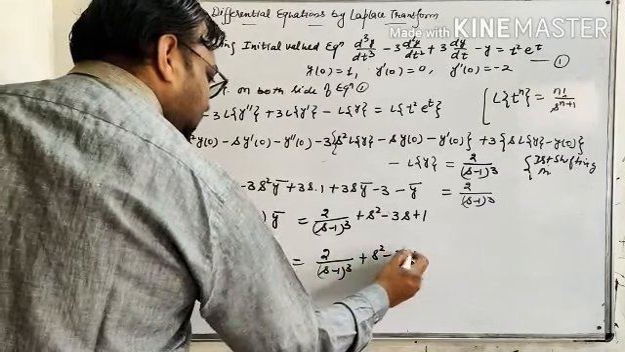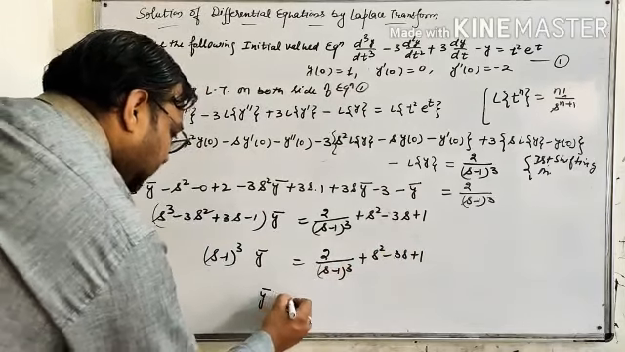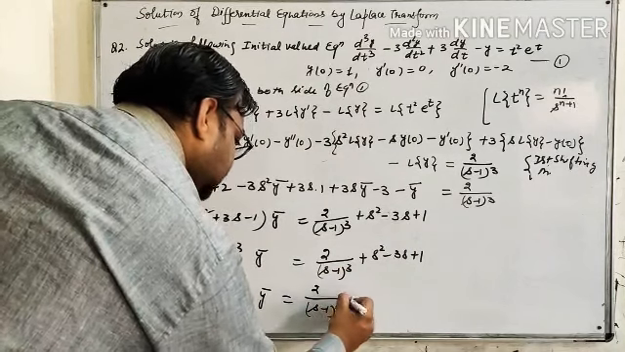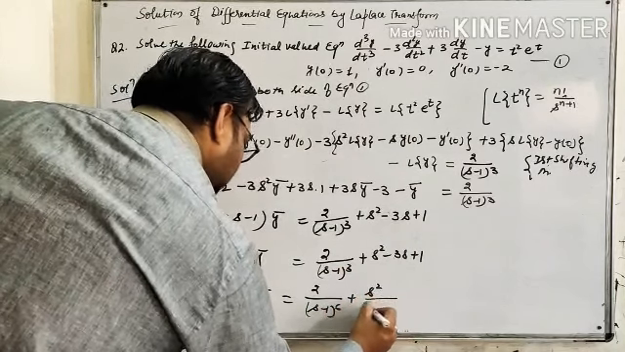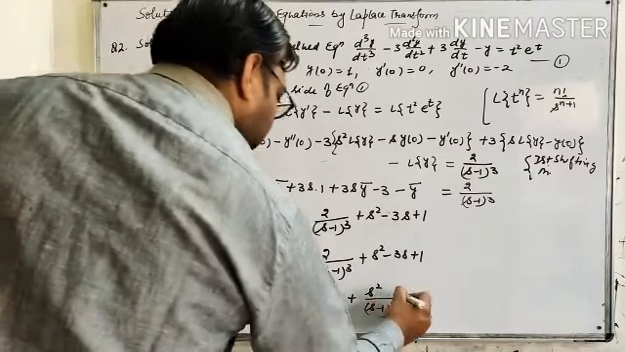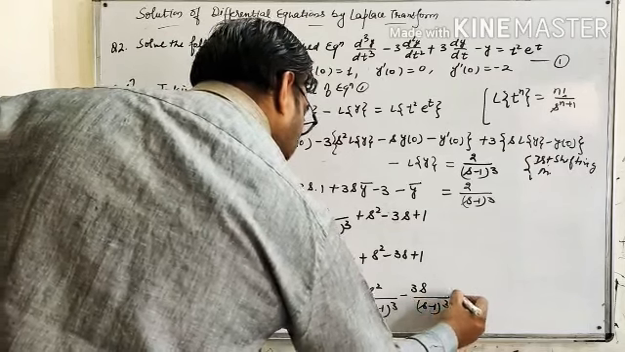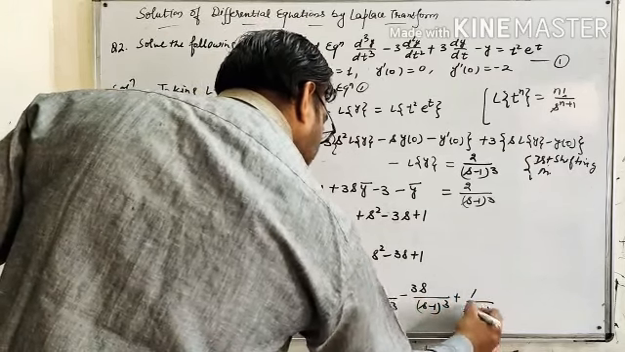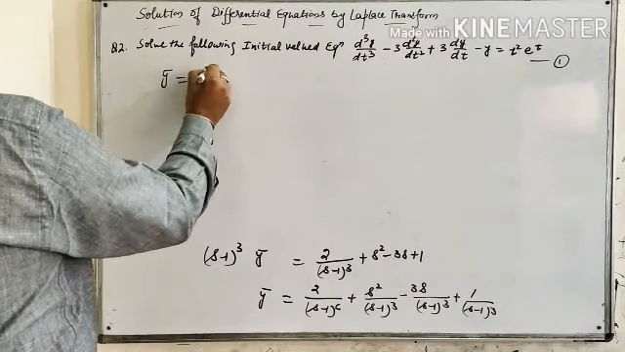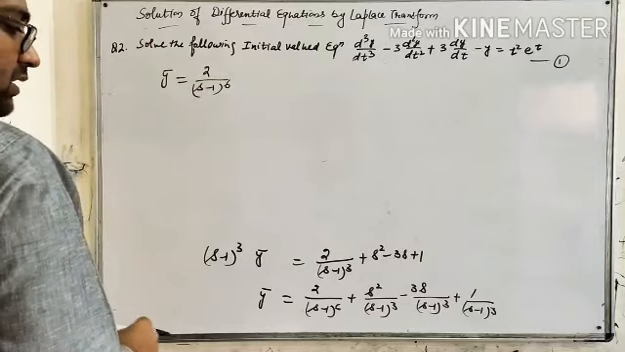or we can write it as y bar is equal to 2 upon s minus 1 power 6 plus s square upon s minus 1 cube minus 3s upon s minus 1 cube plus 1 upon s minus 1 cube. Y bar is equal to 2 upon s minus 1 power 6 remains as it is.